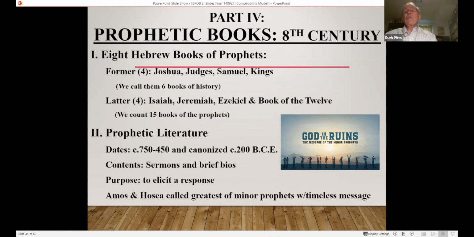Now, prophetic literature lasts for about 400 years. And the prophetic literature that we have in our Bible is recognized as scripture by about 200 BC. By then, you see people in the Hebrew community saying, according to the law and the prophets, over and over and over again. That will be the way they will refer to their scripture. Sermons, brief bios, the purpose is to elicit a response to the covenant. Amos and Hosea are called the greatest of the minor prophets with the timeless message.